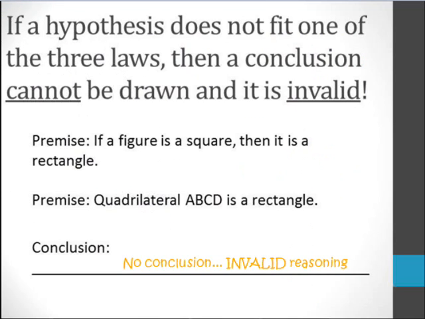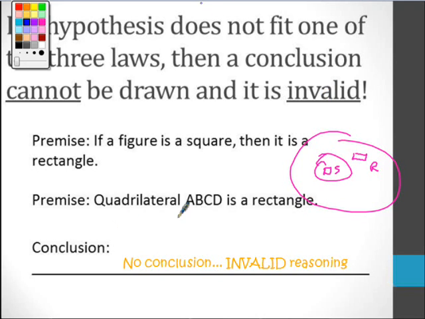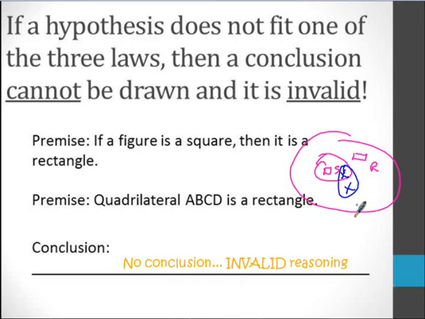So let's go back and look at this one. If we were to draw this one, figure is a square, so let me draw a square. Then, and I'll put an S for square, then it's a rectangle. The example they give is quadrilateral ABCD is a rectangle. Well, that would go here, or it could go there. We don't know where to put it. Because we don't know where, it's invalid reasoning.